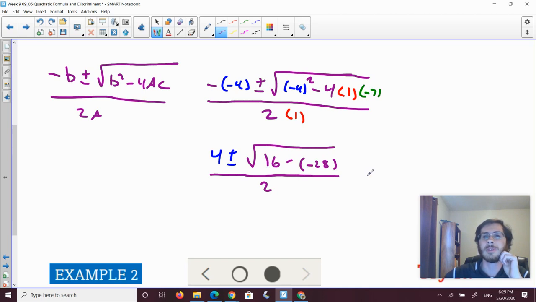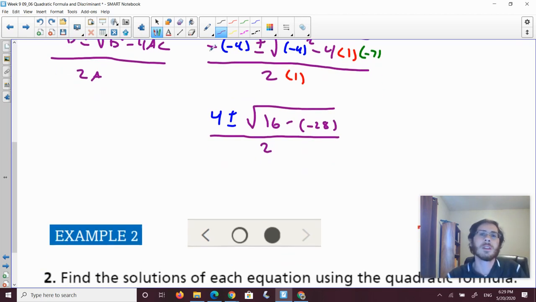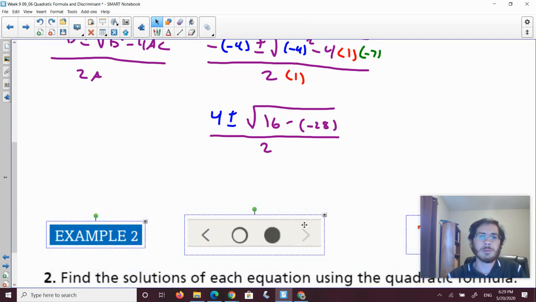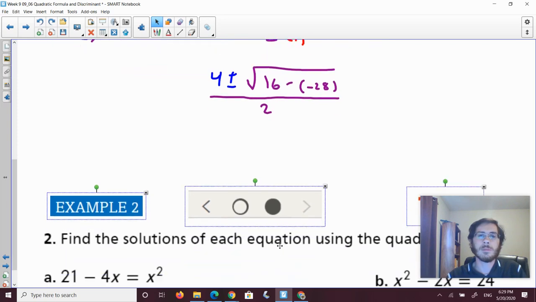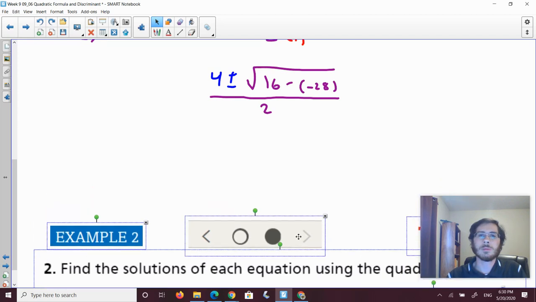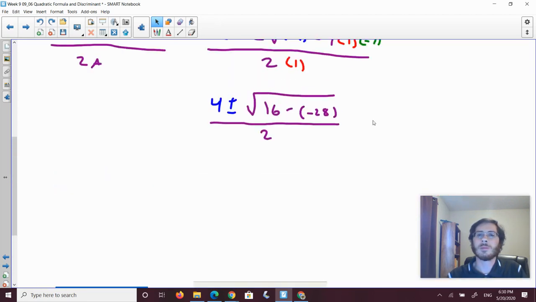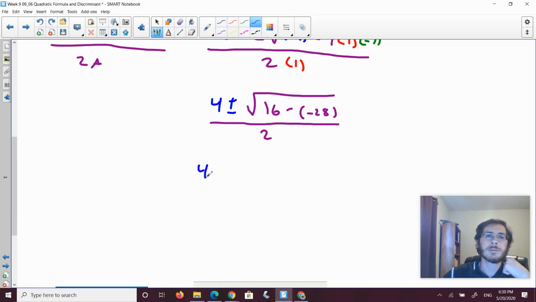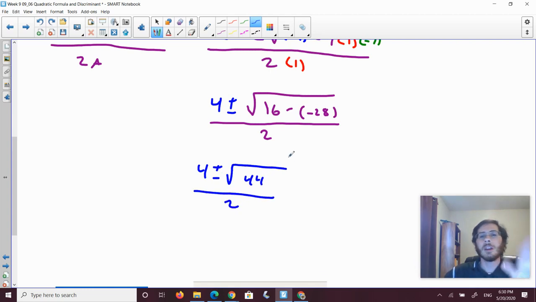16 minus -28 is like 16 plus 28. So that's going to be 16... Didn't grab everything. Here we go. 44 over 2. And then this is going to be the kind of tricky part, is we have to remember what we're doing when we want to simplify.